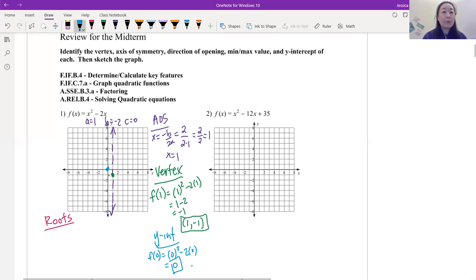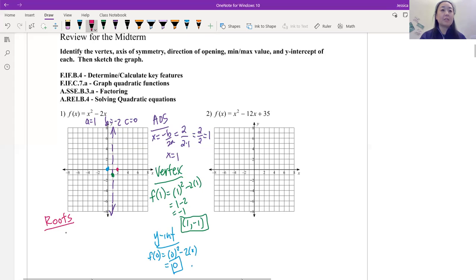And honestly, we actually already know the roots here. Since I know the y-intercept right here is on the x-axis, not only is it the y-intercept, it is also the x-intercept, right? And I know that it's symmetrical, so technically we know where the other root is, right? Because if it's 1 away from the AOS, then it's going to be 1 away on the other side, right? So we know that it's going to be right here. But let me just show you how you would actually find that algebraically.